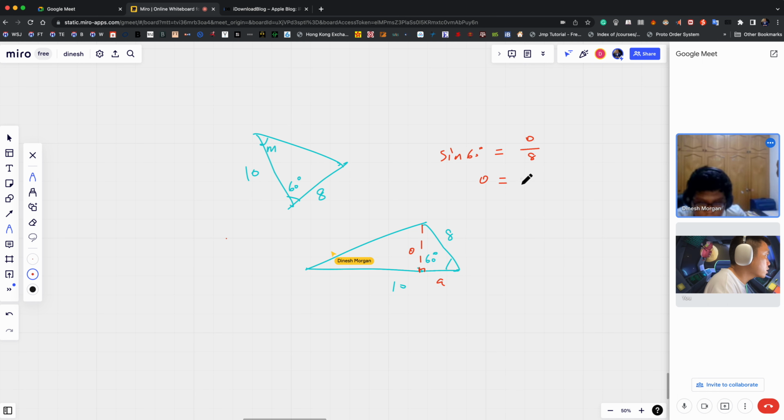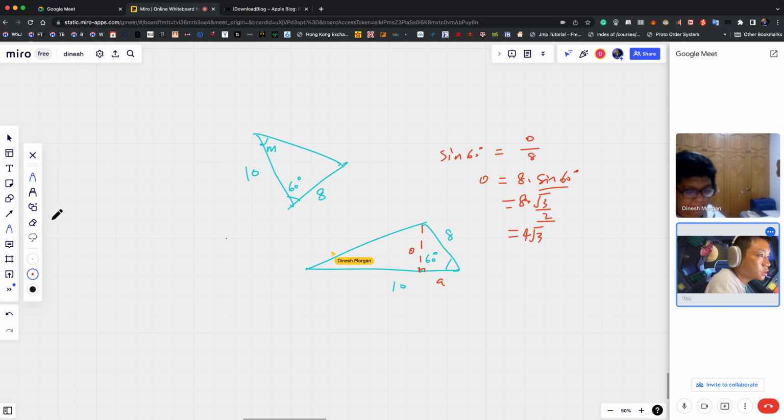So your O is equal to 8 times sine 60. If they want exact value, it's 8 times sine 60. This is a special angle, right? So sine 60 is a special angle, I think equal to square root 3 over 2. So therefore it's also 4 square root 3. Can you help me check this answer? Sine 60 is... root 3 over 2. Yeah, thanks. So therefore the opposite is actually 4 square root 3 in this case.